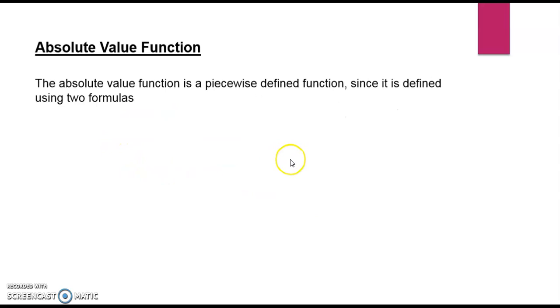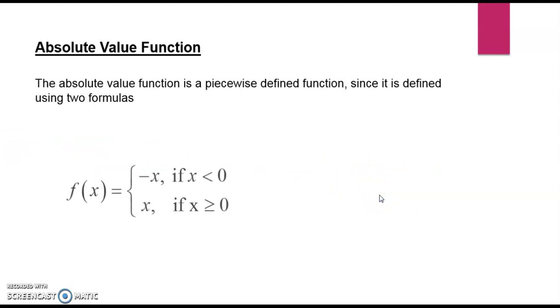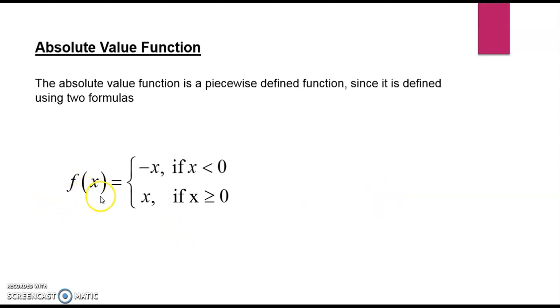The absolute value function is a piecewise defined function. It is defined using two formulas. Absolute value function is a perfect example of a compound function, that is f of x equals minus x when x is less than 0, and x if x is greater than or equal to 0. Since this function is the combination of two functions, we can also say that absolute value function is also a compound function.